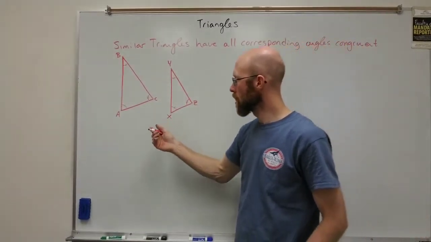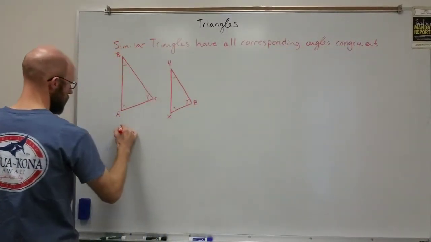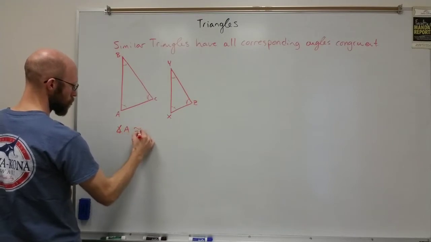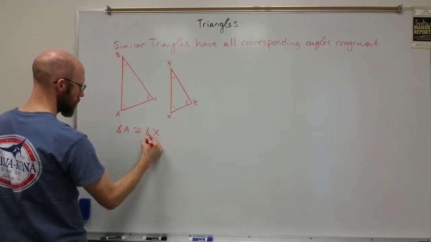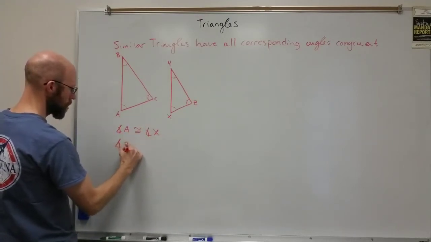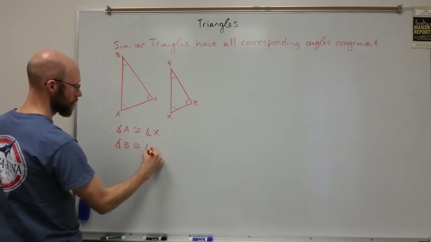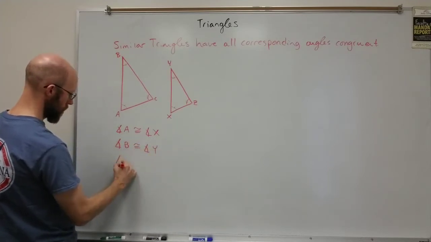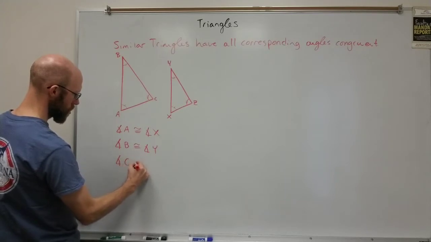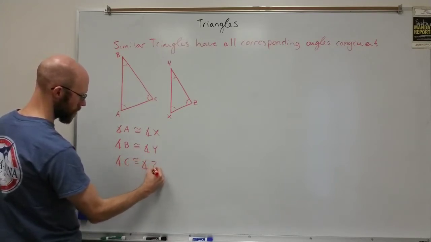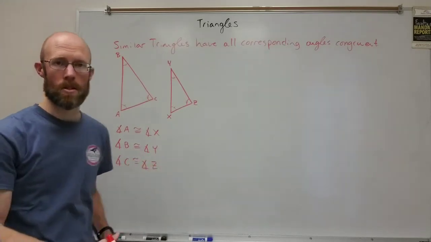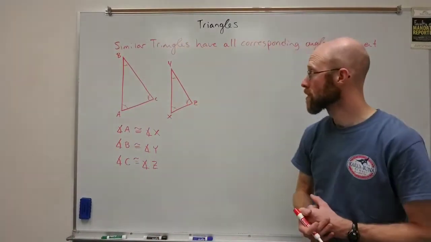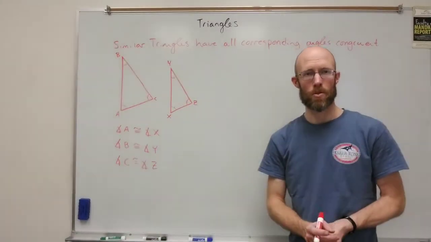But basically then, angle A is congruent to angle X, angle B is congruent to angle Y, and angle C is congruent to angle Z. All right, so that's just by definition, really, similar triangles.